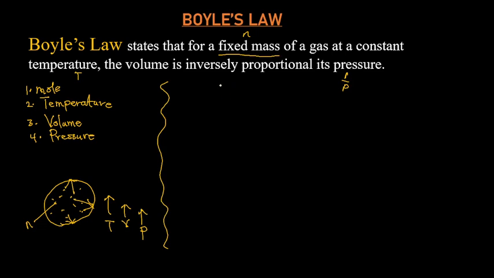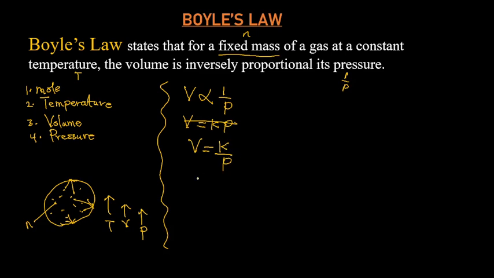Again, let's read the law. It states that for a fixed mass of a gas at constant temperature, the volume is inversely proportional to its pressure, the pressure of the gas. So what happens if we introduce a constant of proportionality? We'll have K, which is going to be our constant, and P, the pressure. So we'll have V equals K over P, which is pressure.